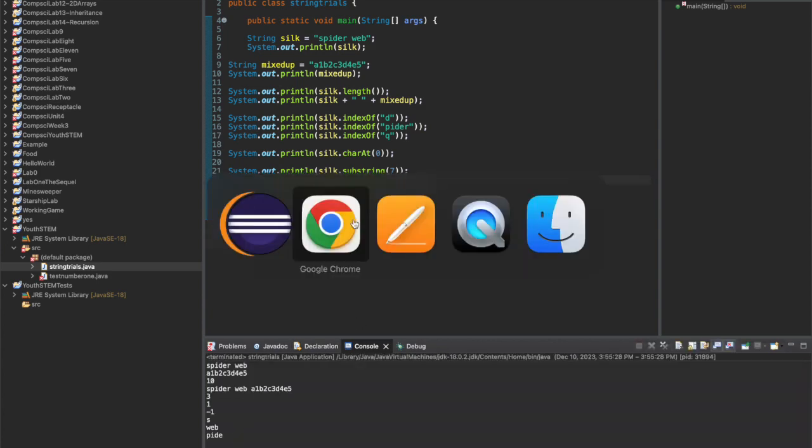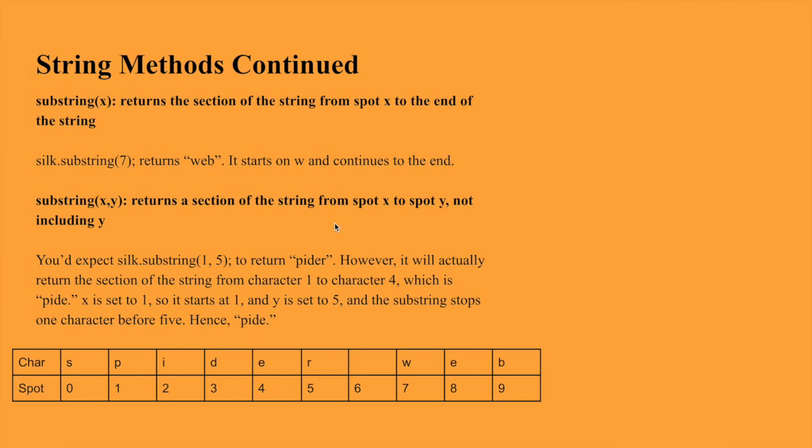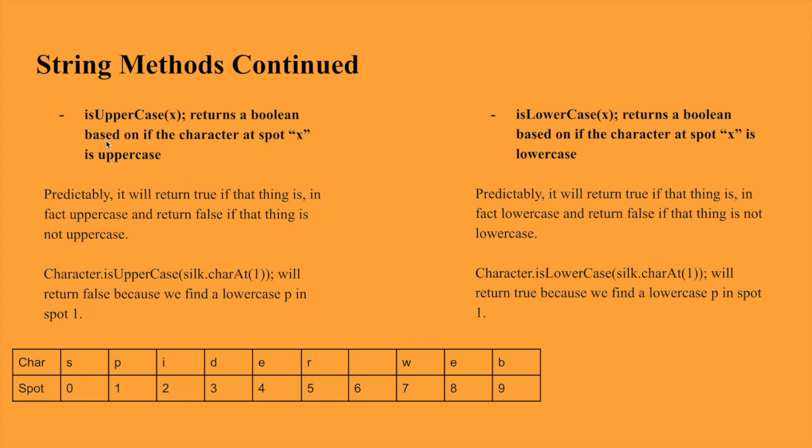Pied. See? And there are some lesser known methods that you probably should know. They're useful, they're not necessarily super common. Like isUpperCase returns a boolean true or false based on if the character at spot X is uppercase, and isLowerCase returns a boolean based on if the character at spot X is lowercase.